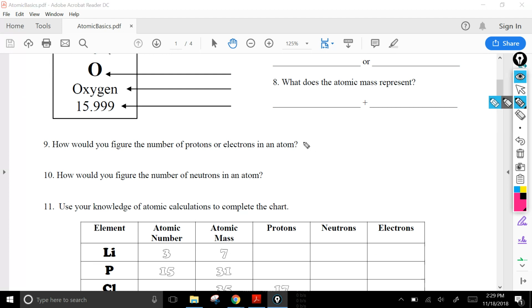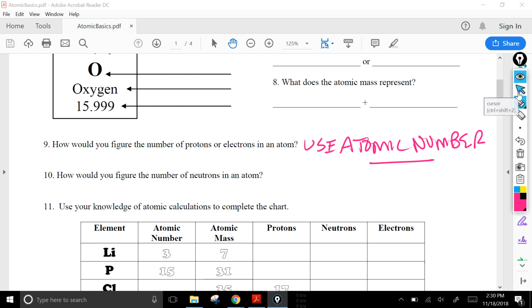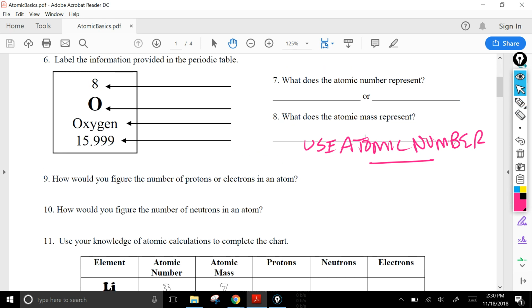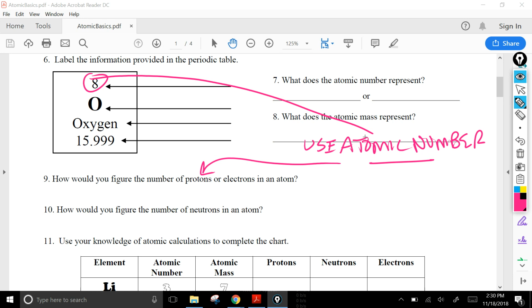You would use the atomic number. Atomic number tells you the number of protons or electrons.